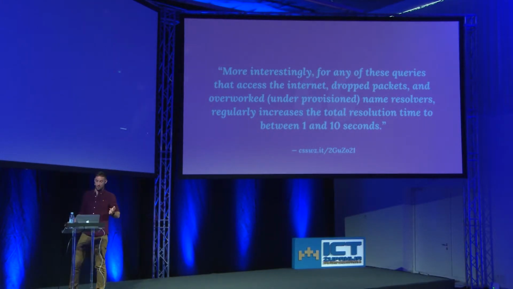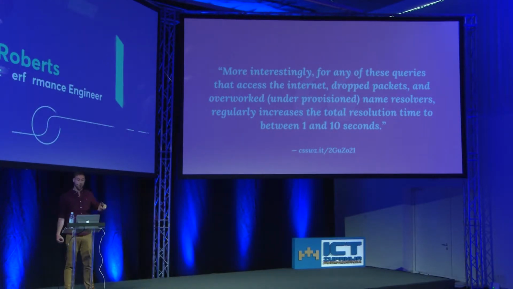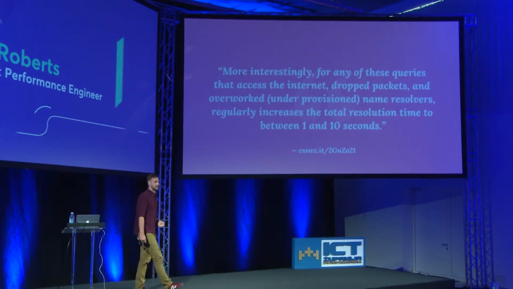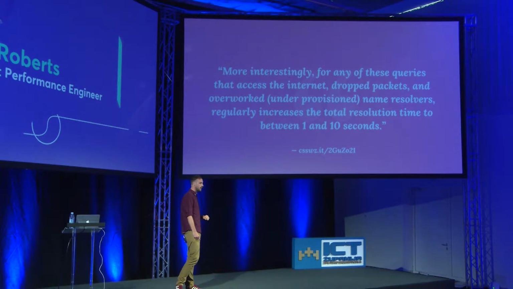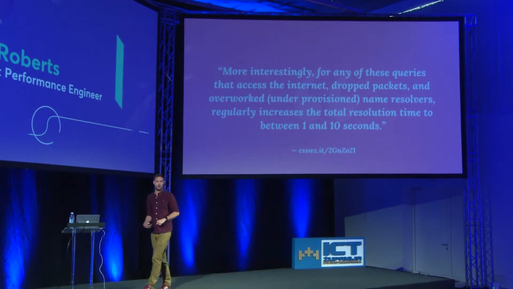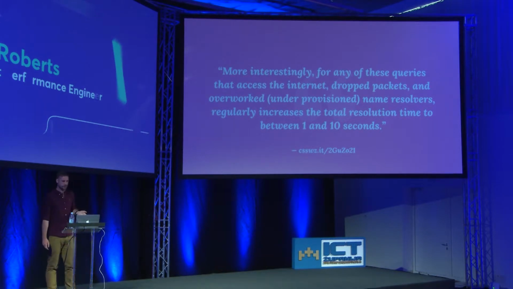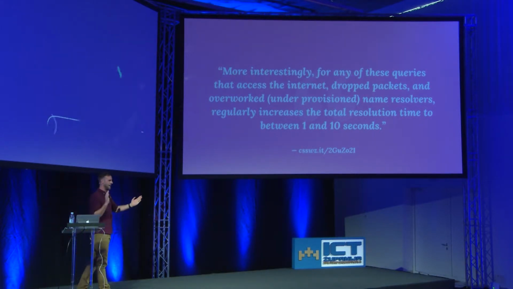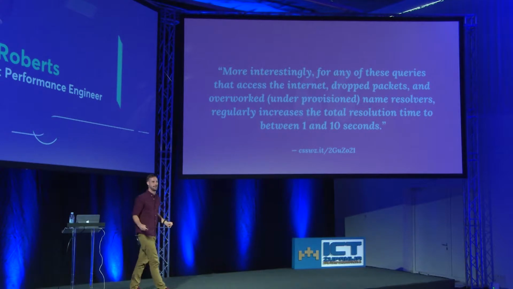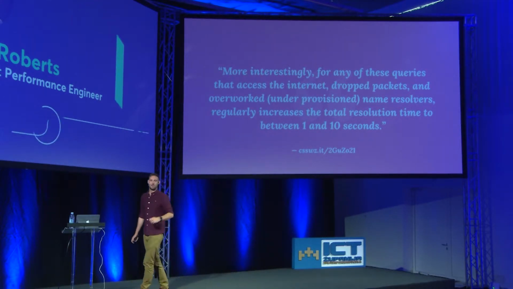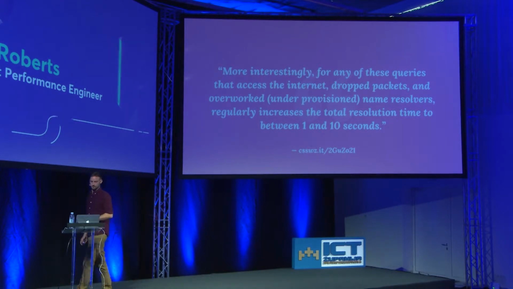Interestingly, for any of these queries that access the internet, have dropped packets or overworked resolvers, this could regularly increase resolution time to between 1 and 10 seconds just to work out the IP address of this domain. That's far too much time. And unfortunately, we're dealing with a sliding scale of anywhere between 80 and 10,000 milliseconds. What resource hints allow us to do is pay this cost up front, hide it from the user.